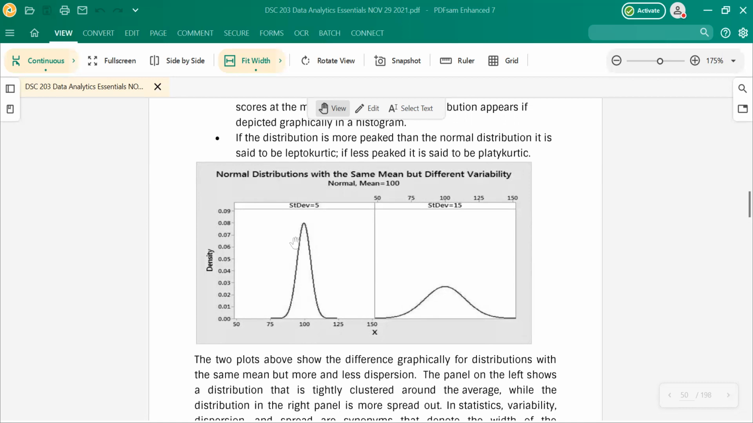But see, the standard deviation is 5. That means it is ranging from 95 to 105. Here the standard deviation is 15. That means it is ranging from 85 to 115. Okay, so let me talk about it for some time.